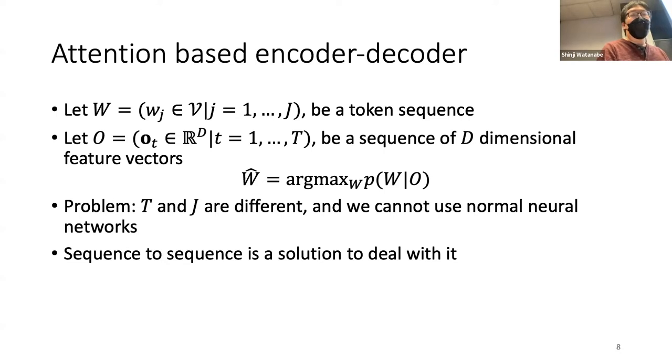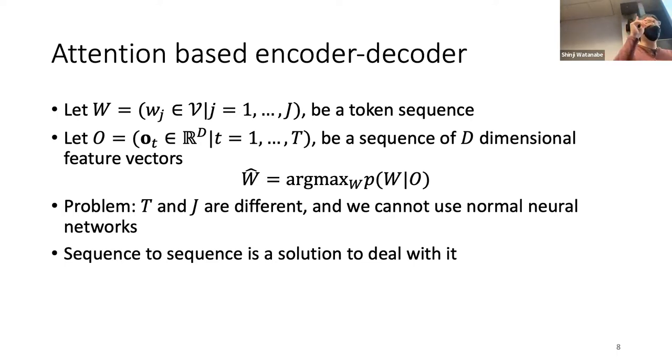And then the problem is that these two sequences are very different, especially the lengths are different. So we cannot use a normal neural network. And then sequence-to-sequence modeling is a solution to deal with these different input and output problems.